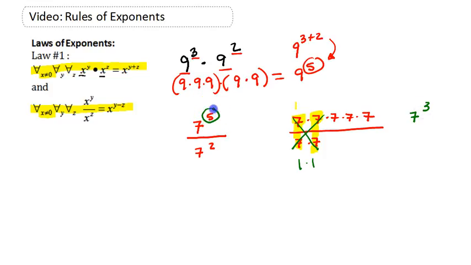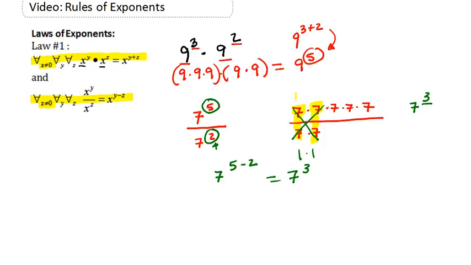So I have my exponent 5 and my exponent 2. I'm going to end up with 3. So when you divide powers, you have 7 to the fifth minus 2. So you subtract your bottom from your top, which will give you 7 to the third.